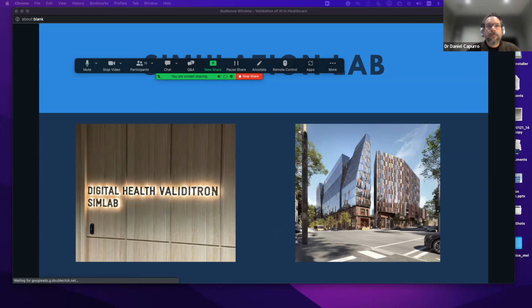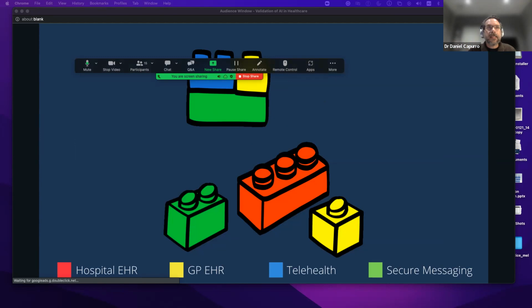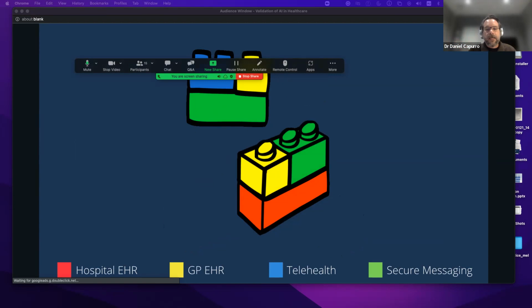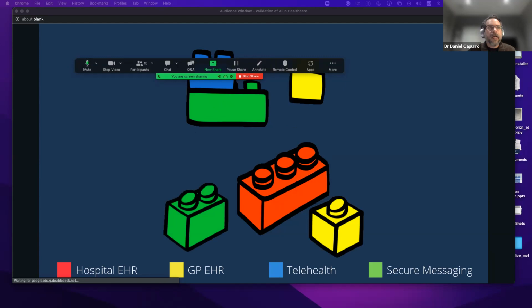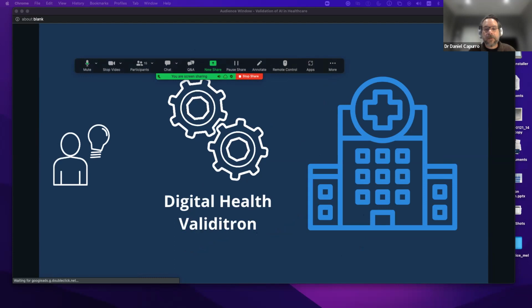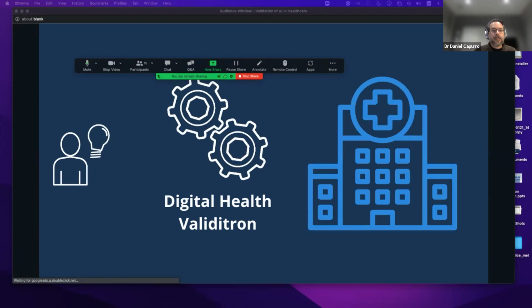And then we have a simulation lab here in Melbourne Connect, in the Parkville precinct here in Melbourne, where we have this digital health validitron sim lab, with a GP office, a hospital bed, and a simulated patient home, where we can actually test these workflows. So we create the workflows with patients and clinicians, then we have all the digital tools to make these workflows a reality. Then we can test them in the sim lab, and go back to the hospitals and tell them, hey, we have this algorithm. This is the workflow that makes sense for clinicians in your health service. This is the workflow that makes sense for patients. We've actually tested it with different digital components and it works.